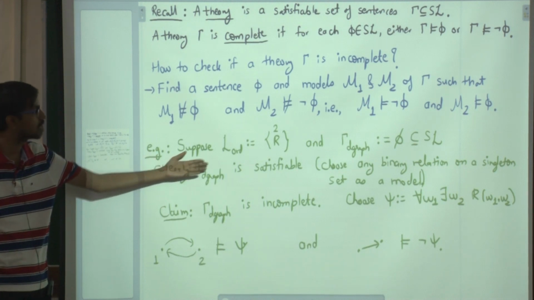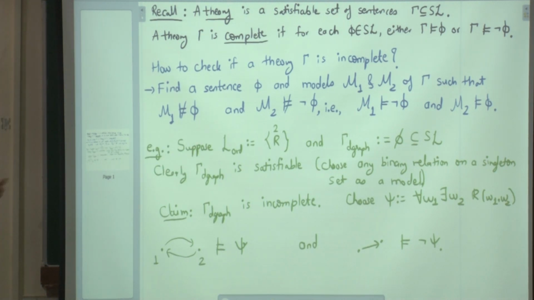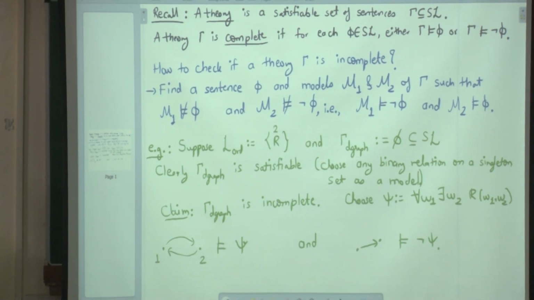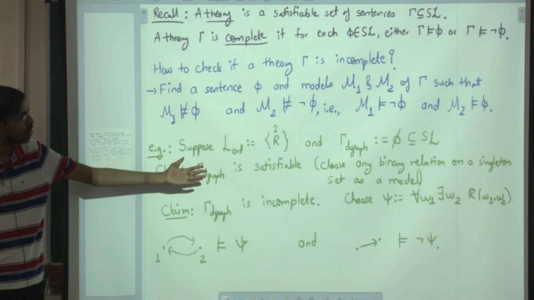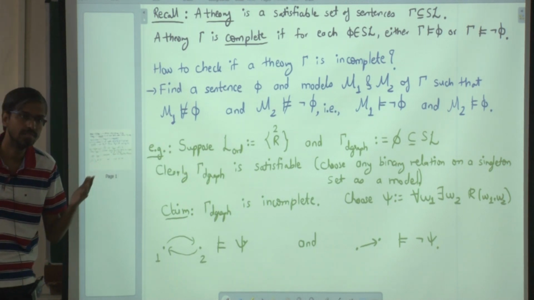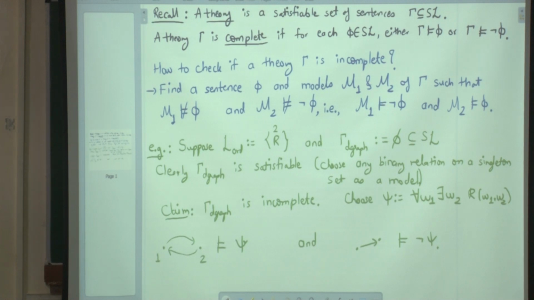Okay, so suppose, now we looked at this same example, but I am going to give you more details here. We start with a language of orders which consists of only one binary relation symbol, and gamma digraphs is the empty theory, which doesn't have any sentences. The empty theory is satisfiable. I am giving you a reason why: choose any binary relation on a singleton set, and that satisfies the empty theory. The empty set is like a tautology, in our Boolean algebra situation.